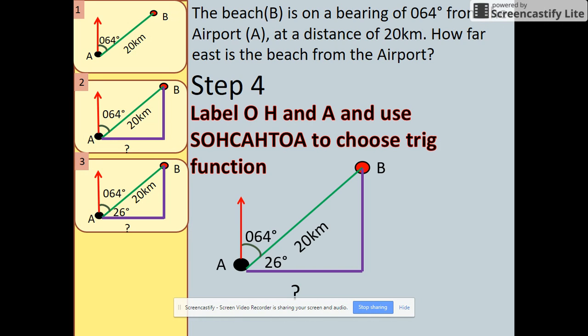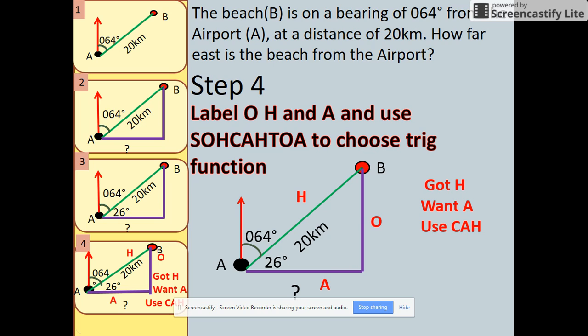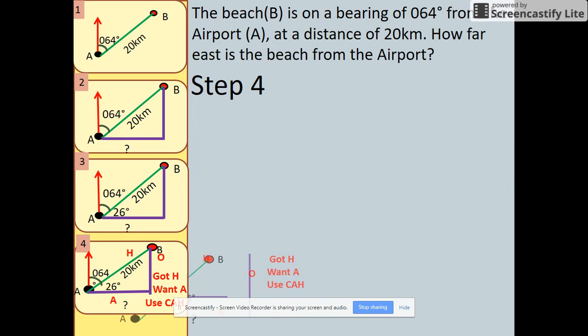Okay, step 4. Label your O, A and H using SOHCAHTOA to choose whichever trig function you're going to use. There you go. So they're saying we've got the H, we want the A, so we use cos and work it out. And you're able to get that side. Okay, so guys, go ahead, go slowly through this and let's see how you can work it out.